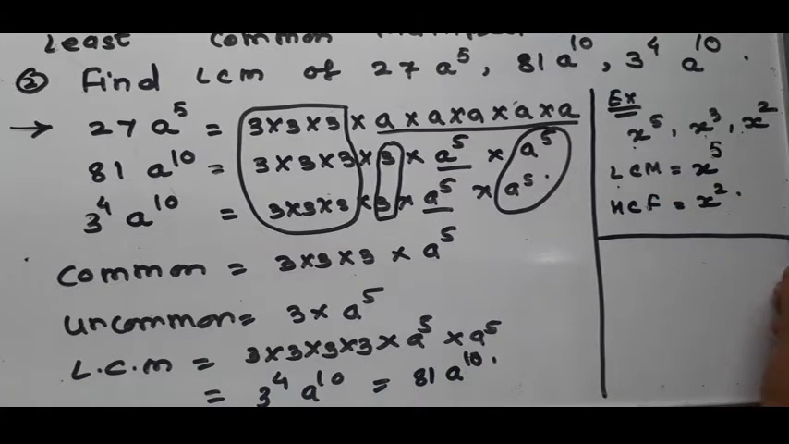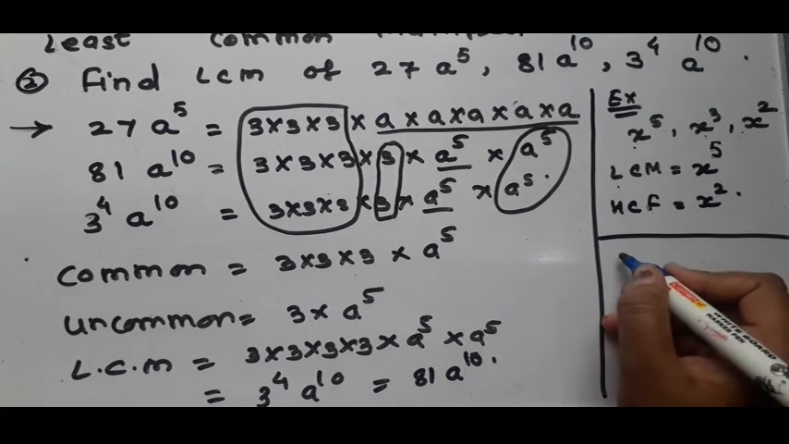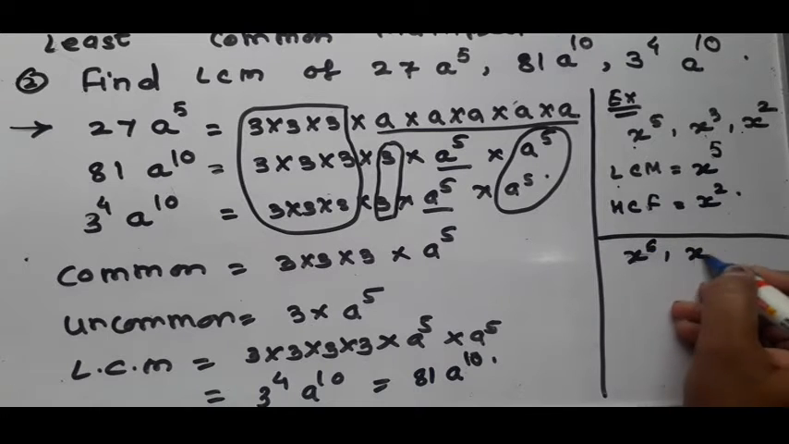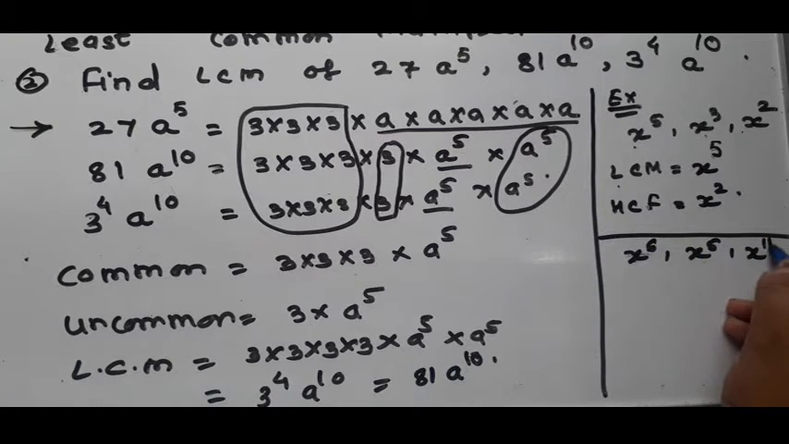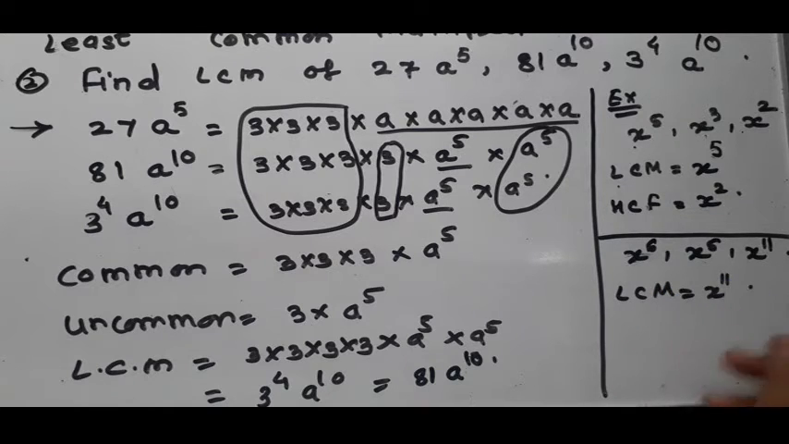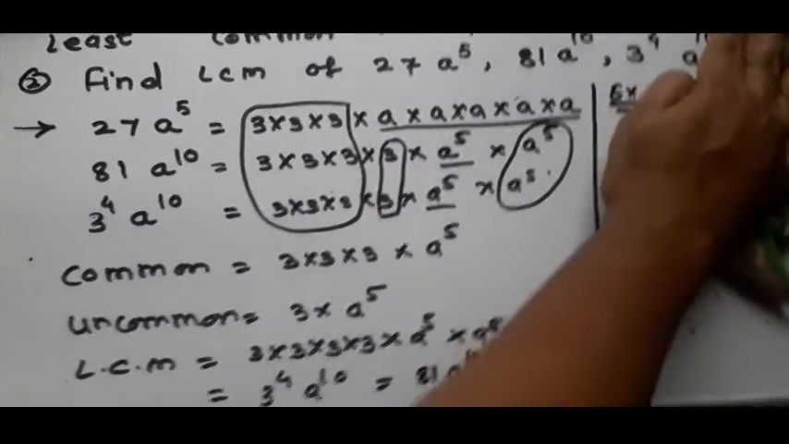Okay, we will see another example. x raised to 6, x raised to 5, x raised to 11. What will be the LCM? Largest power, x raised to 11 will be the LCM, and what will be the HCF? The smallest power, x raised to 5 will be the HCF. Okay, now there is a relation between HCF, LCM and the given polynomials. What is that relation? That we will be seeing now.